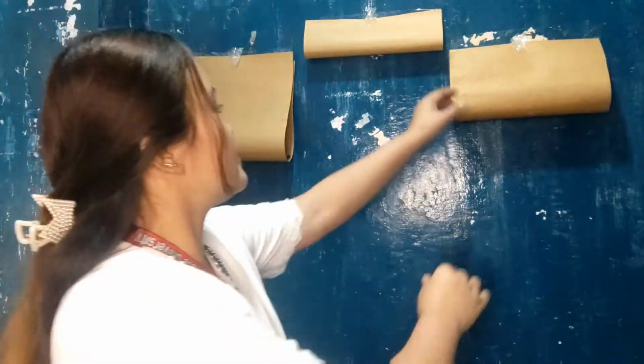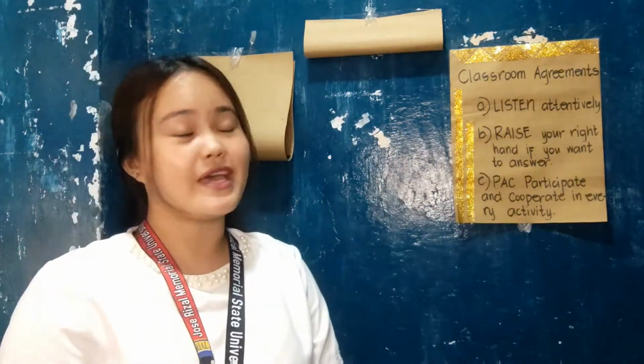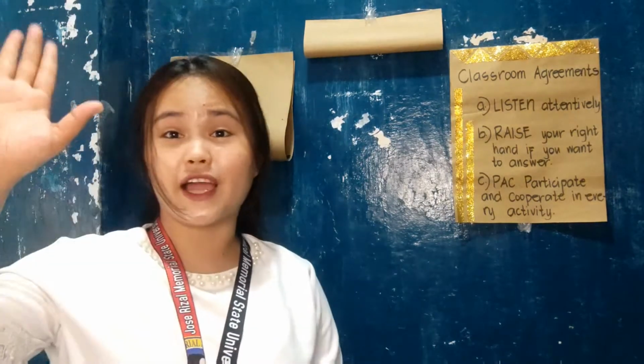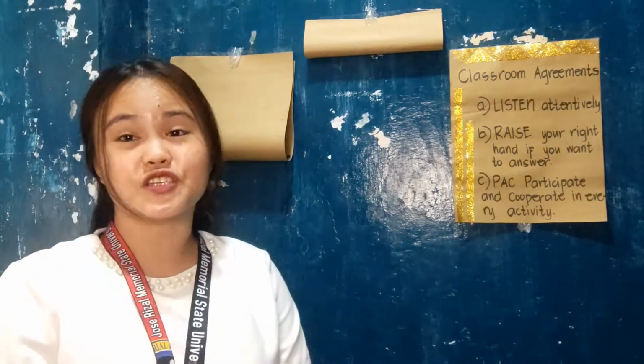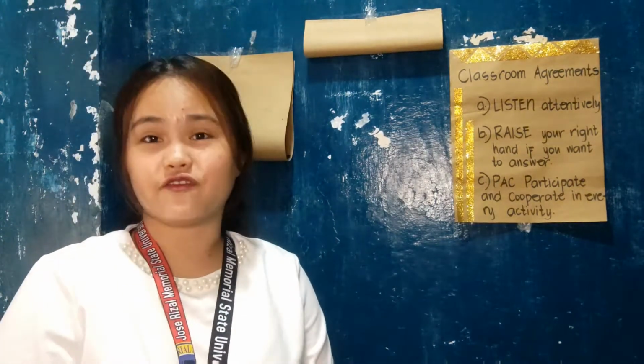Before anything else, I want you to know first our classroom agreements. So, this is our classroom agreements. First agreement is listen attentively. Second, raise your right hand if you want to answer. And lastly, participate and cooperate in every activity. Are our classroom agreements now clear to you? Yes, ma'am. Okay, so I am expecting all of you to observe always our classroom agreements.